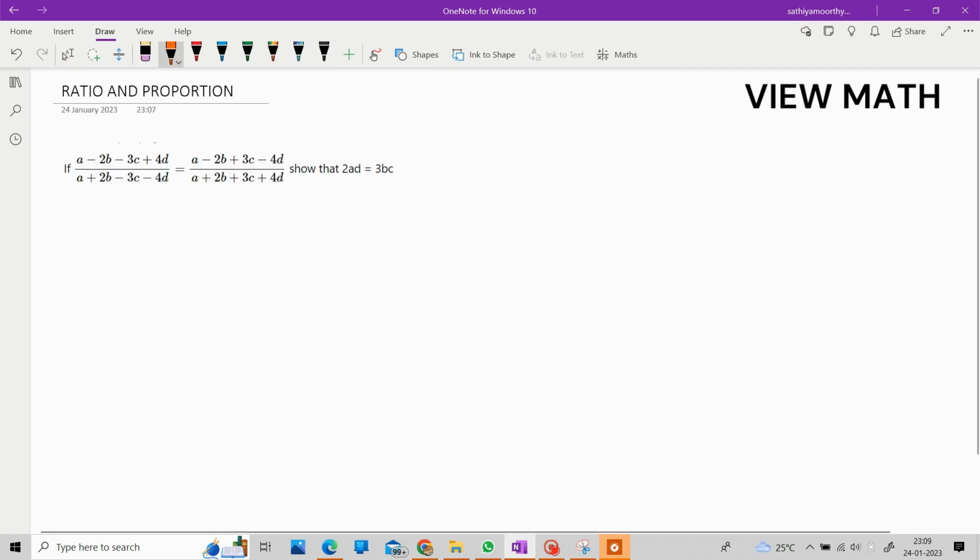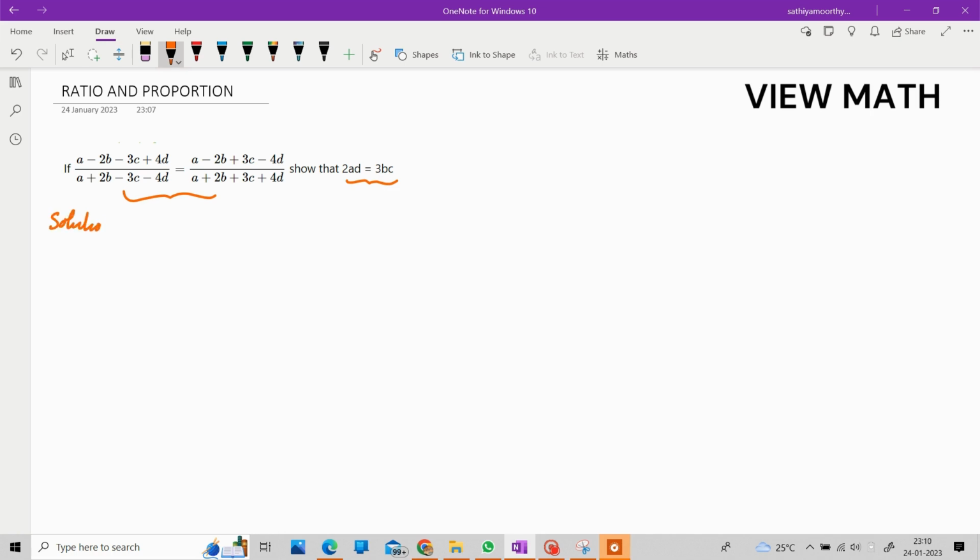Now let's see the next problem. If a minus 2b minus 3c plus 4d by a plus 2b minus 3c minus 4d is equal to a minus 2b plus 3c minus 4d by a plus 2b plus 3c plus 4d, show that 2ad is equal to 3bc. So this is given and they're asking us to prove 2ad is equal to 3bc.